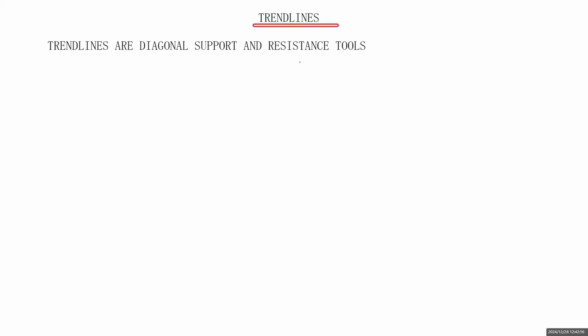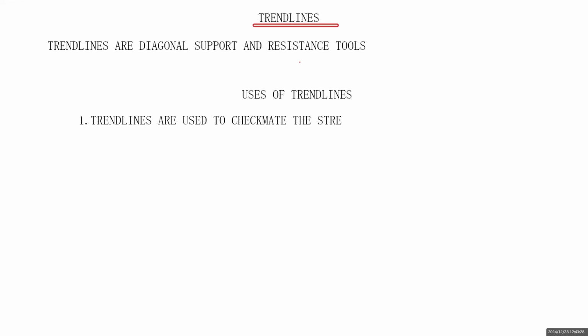And what are the uses of these trend lines? What do we use these trend lines for? Let's just write that out: the uses of trend lines. It's important to note that firstly, trend lines are used to check the effectiveness or the strength of a trend. So trend lines are used to checkmate the strength of a trend.